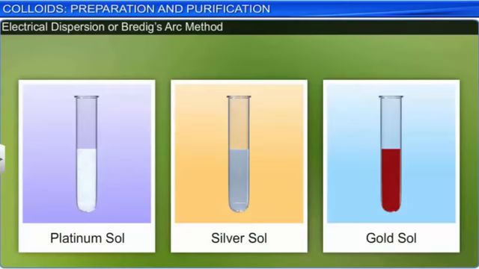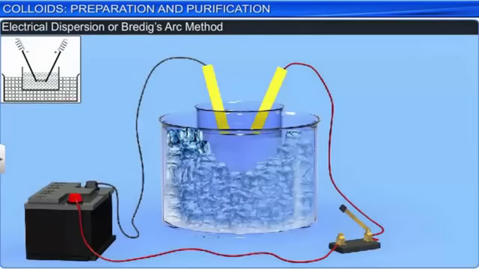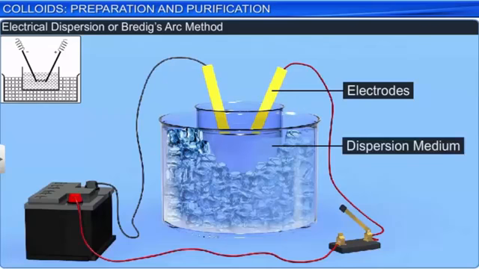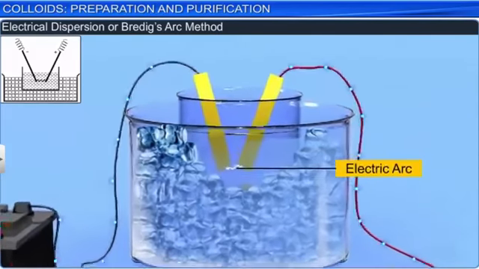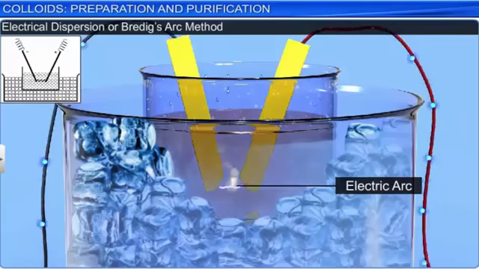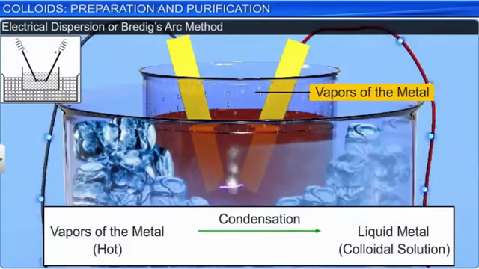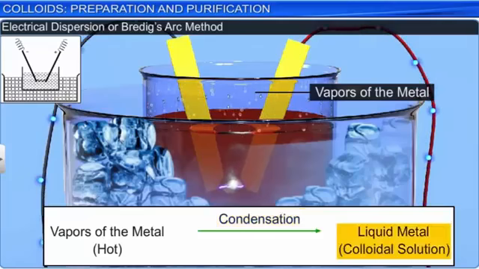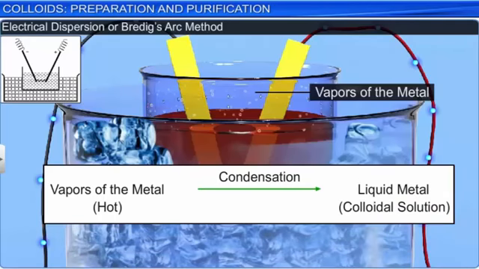This method is commonly used to prepare colloidal solutions of metals such as platinum, silver, and gold. In this method, two electrodes of the metal whose colloidal solution is to be prepared are immersed in the dispersion medium and an electric arc is struck between the electrodes. The intense heat of the arc vaporizes the metal, which gets condensed immediately in the liquid to form a colloidal solution. This method thus involves dispersion as well as condensation.